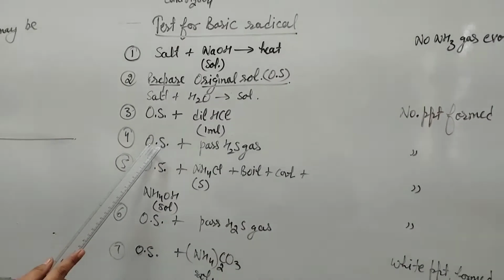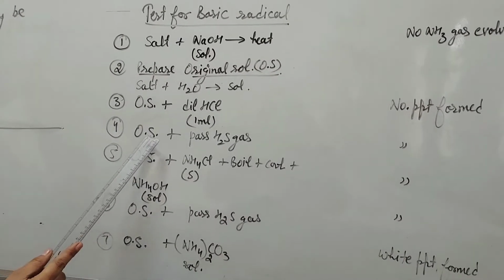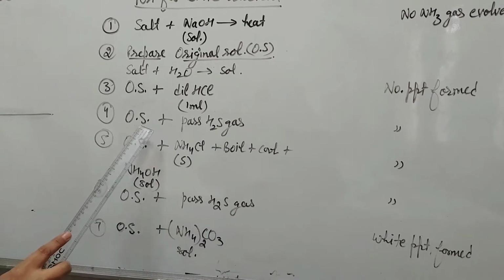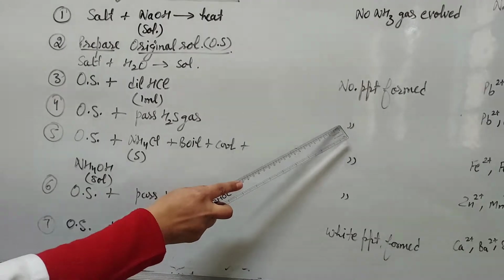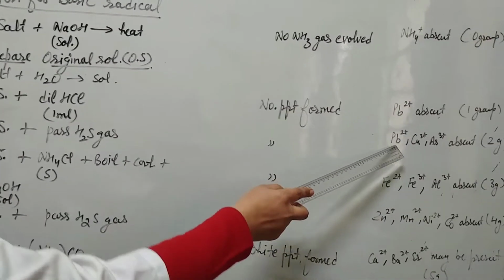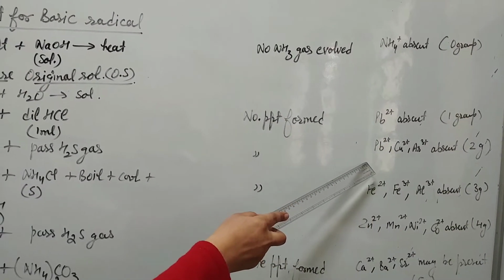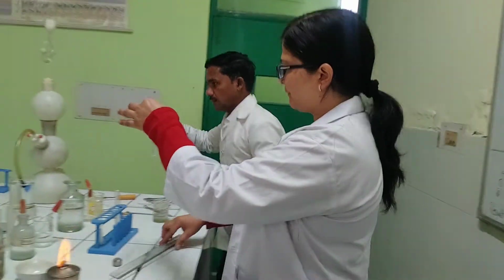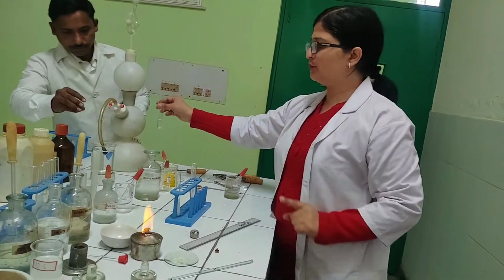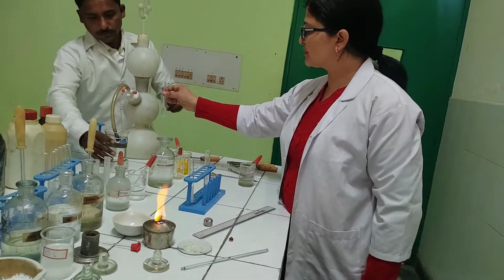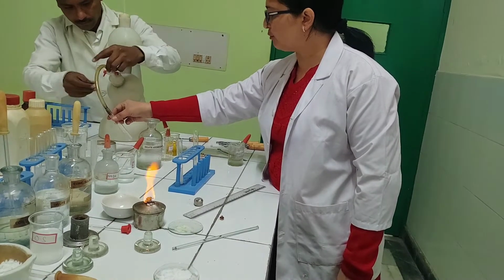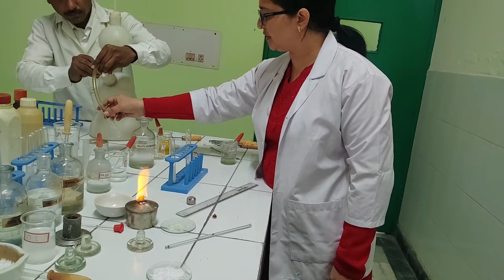Okay, now we will do the test for the second group, in which we will pass the H2S gas in the original solution. If no precipitates are formed, it means these second group elements are absent. So now we are passing the H2S gas in it. This is the original solution. This is the apparatus, we call it the Kipps apparatus. We have prepared the H2S gas in it. Now we pass the H2S gas in it.